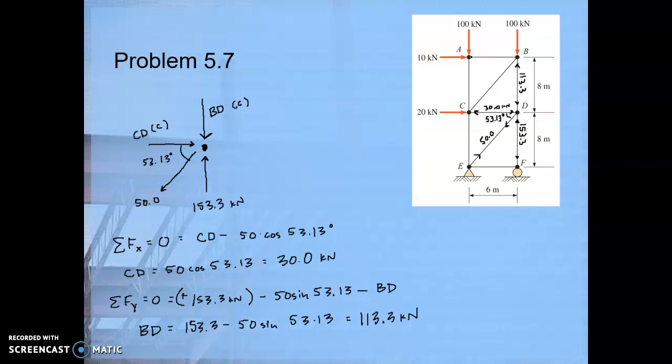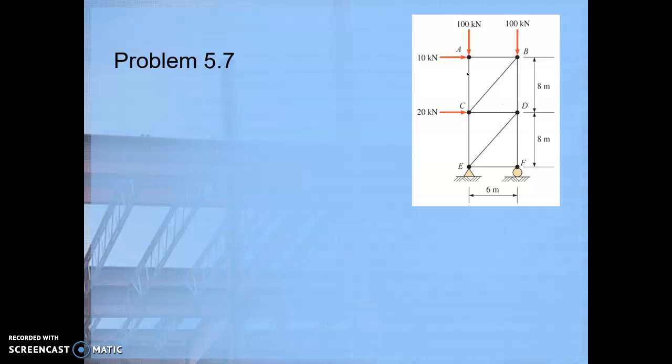I'm going to recommend that we jump up here to the upper left corner. Let's take a look at joint A, because it's a bit unique in that it's very easy to find the forces at joint A. If we draw a free body diagram at joint A, we have an externally applied force of 100 kilonewtons in the vertical direction. We have an externally applied force of 10 kilonewtons in the horizontal direction. And then we have a vertical and horizontal truss member. We'll just call this AC and AB.